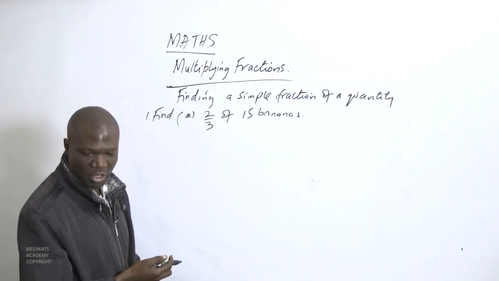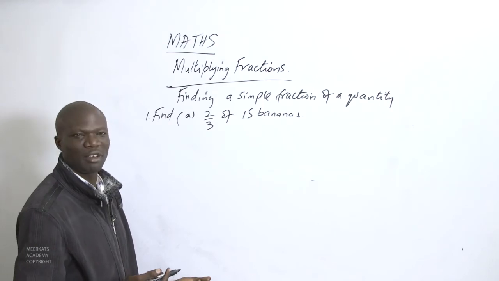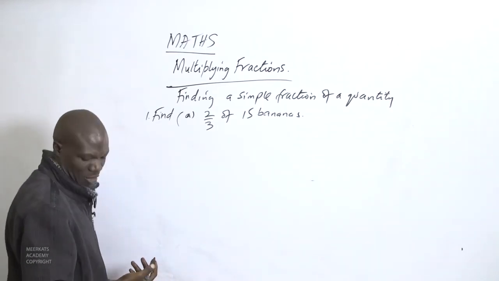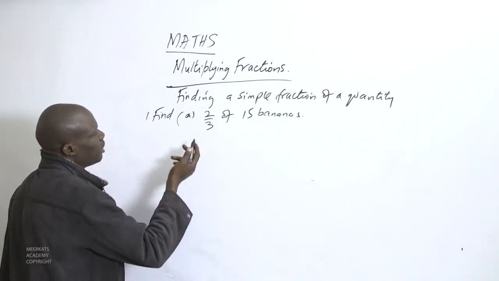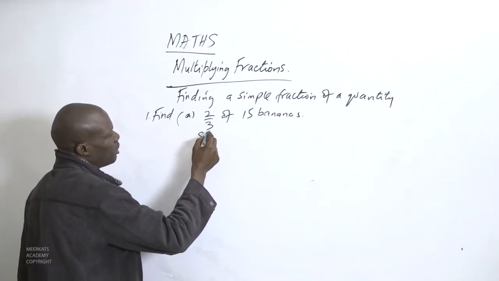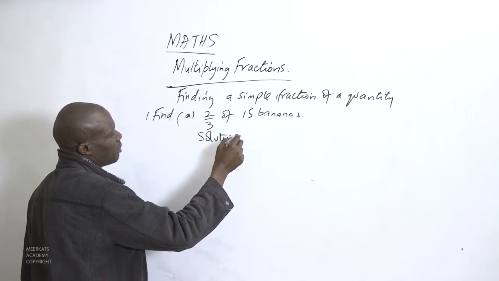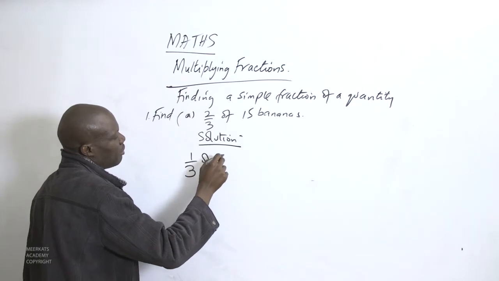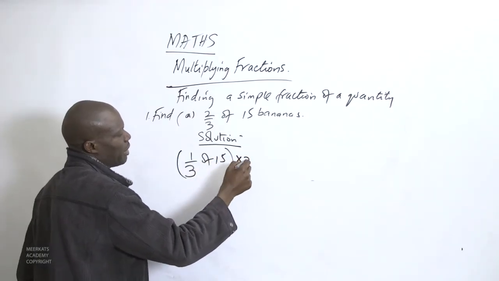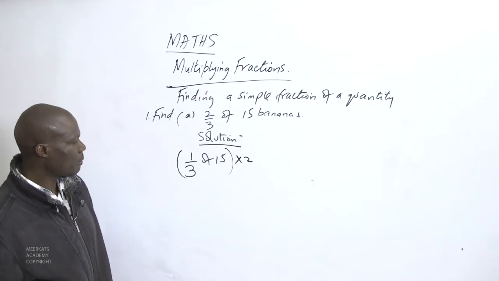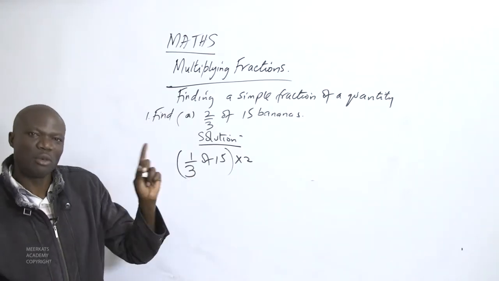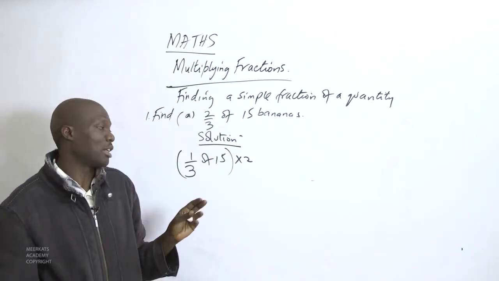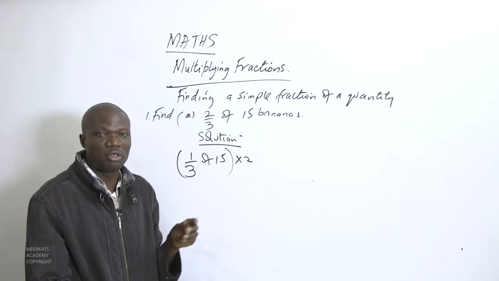Now for us to approach this question, first let us reduce it and find out how many bananas make a third of it. So we first have to separate this. In our solution, we need to identify a third of the 15 bananas, and then from here we multiply by 2. So we shall have reduced and gotten 1/3 of just the bunch of bananas, and then we look at it: how about if these were 2/3?